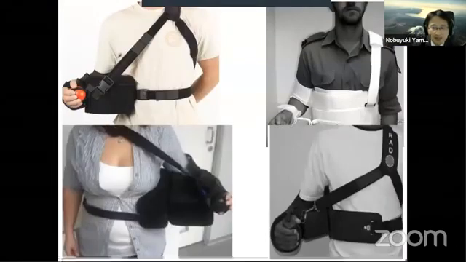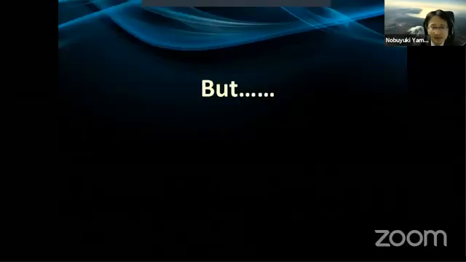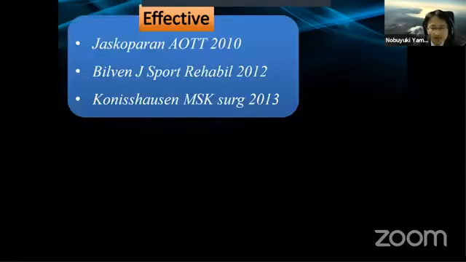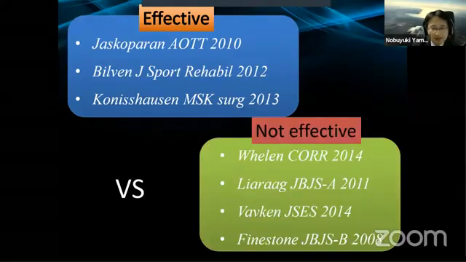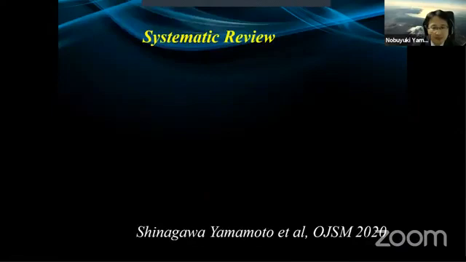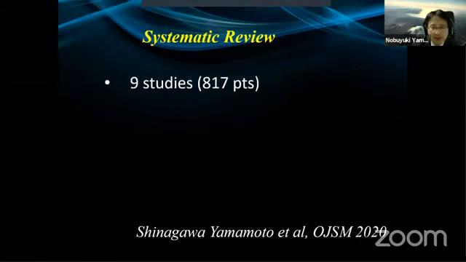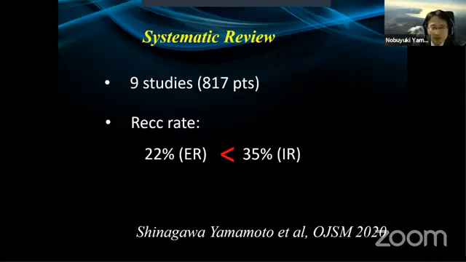Commercially, many ER braces are available all over the world. But looking at the literature, some papers reported ER immobilization is effective. On the other hand, some reported it is not effective. Then we performed a systematic review. 9 studies with more than 800 patients were included. As a result, the recurrence rate was 22% in the ER group and 35% in the IR group. It was statistically demonstrated.